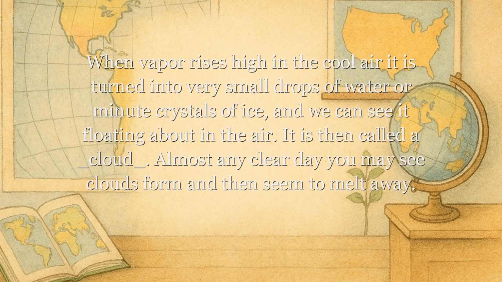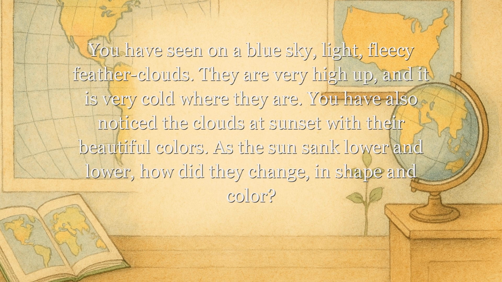When vapor rises high in the cool air, it is turned into very small drops of water or minute crystals of ice, and we can see it floating about in the air. It is then called a cloud. Almost any clear day, you may see clouds form and then seem to melt away. You have seen on a blue sky light, fleecy feather clouds.